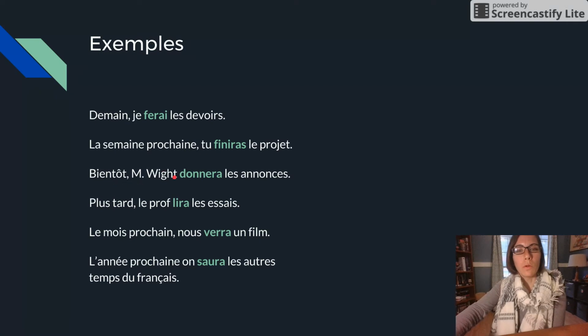Bientôt, Monsieur Wright donnera les annonces. Donner was our stem and our infinitive. And then we just add our appropriate ending. Plus tard, le prof lira les essais. So lire is our infinitive. It's an RE verb though, so I dropped the E and I was left with lir, so lira.